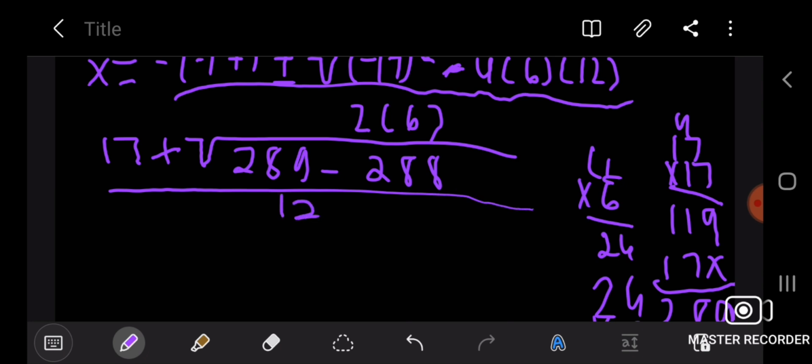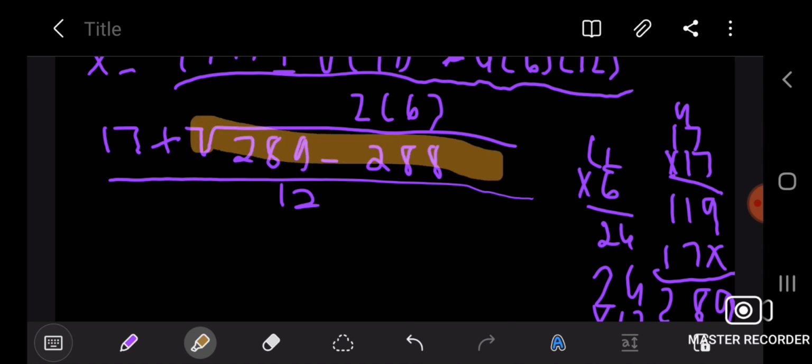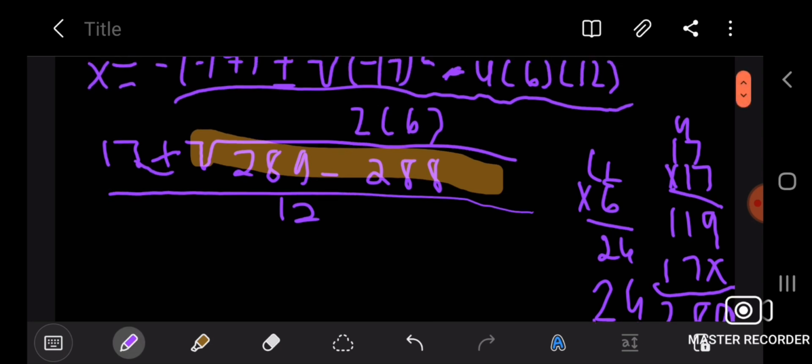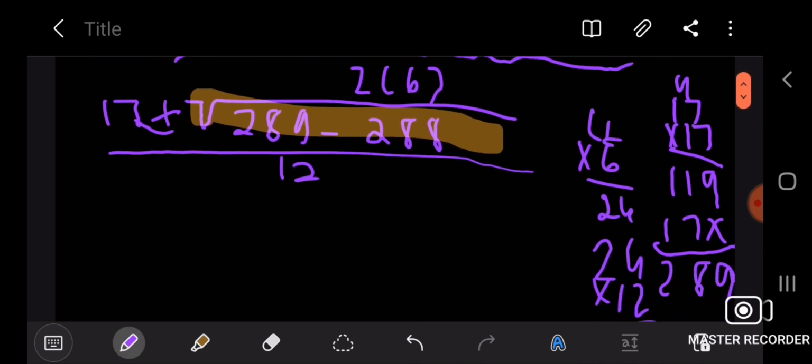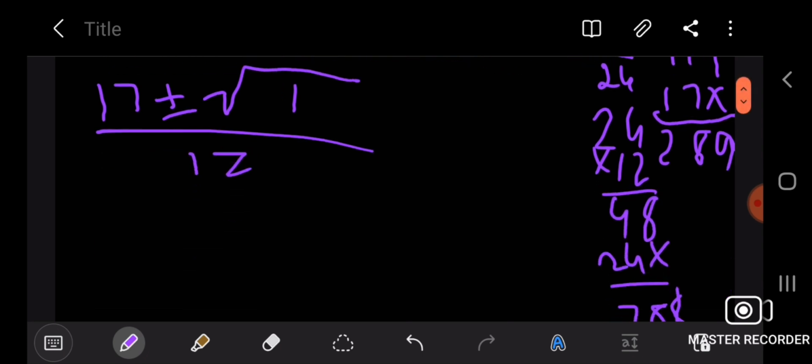And remember, it's not just plus, it's 17 plus or minus. Don't forget about that. As I highlighted, you have to do the minus first. And you're going to do 17 plus or minus the square root of 1, over 12.